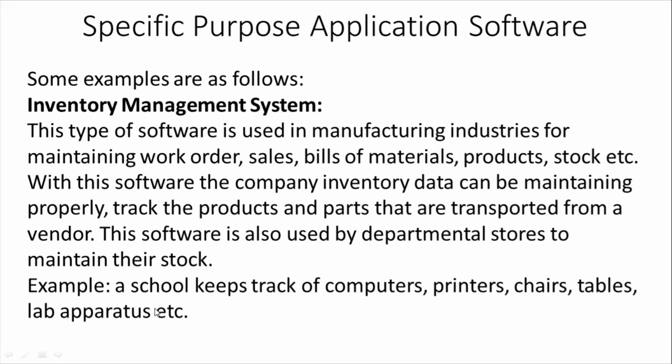In simple language, an inventory management system is like keeping track of all the things. Like you maintain a list of everything. So that is maintaining work orders, sales, bills of materials, products, stock. For example, stock: how much stock is available? That can all be kept in a list.